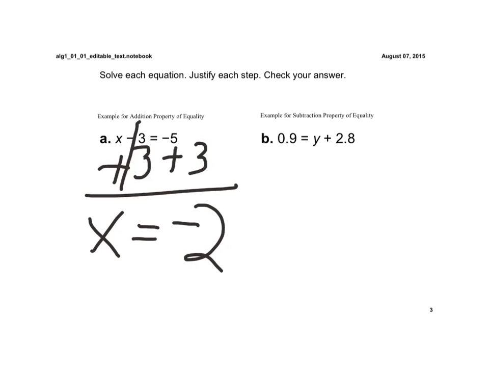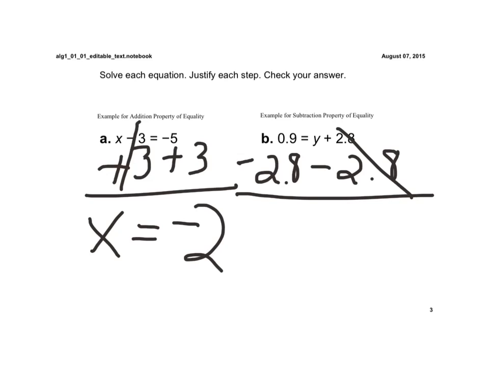Now, here's an example for the subtraction property. Since we have plus 2.8, and we want to get y by itself, we're going to undo that by subtracting 2.8 from each side. Now, if you recall, subtraction is really the same as just adding the opposite. So I'm actually adding 0.9 and a negative 2.8. And since the signs are different, I'm going to subtract 2.8 minus 0.9.